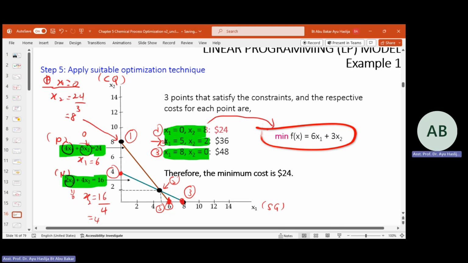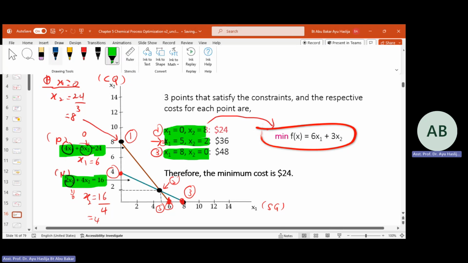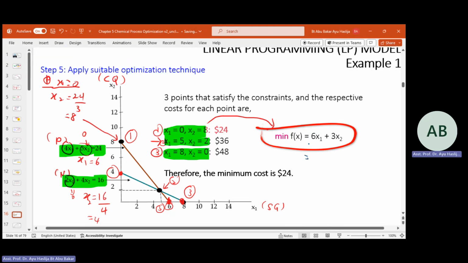Once you have your options, plug them into the objective function equation. Let's say we take the first one. X1 is 0, plus 3 times X2, which is 8. So you get 24. That's how you get this $24.